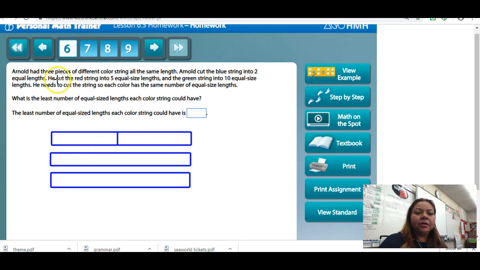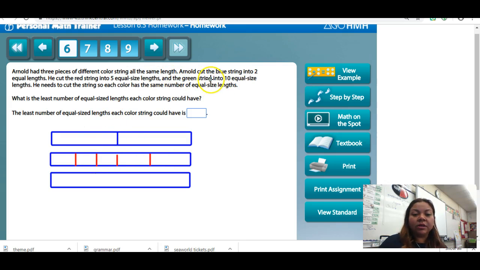Now, he cut the red string into 5 equal lengths. So the red string is cut into 5. If I want to make 5 squares, I'm going to draw 4 lines. That's 1, 2, 3, 4. I know they're not even. They're supposed to be, but it's just a quick sketch. So my red string is cut into 1, 2, 3, 4, 5 equal pieces.